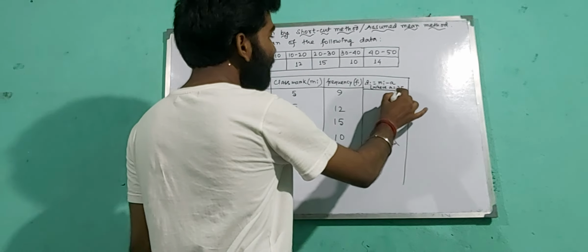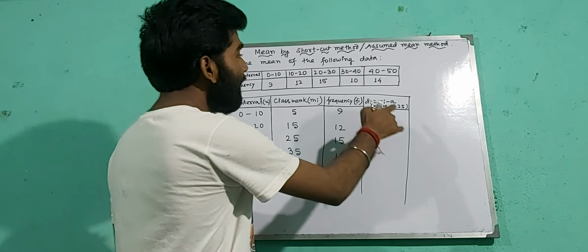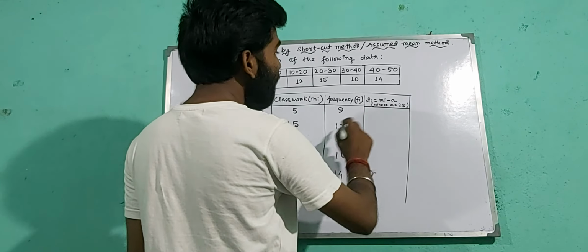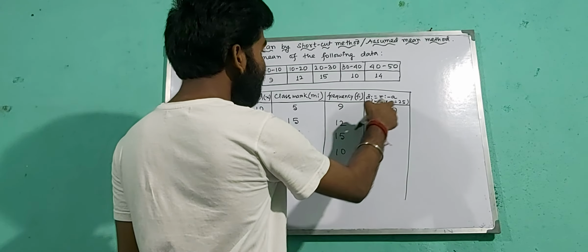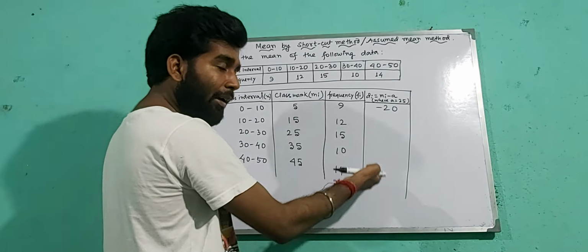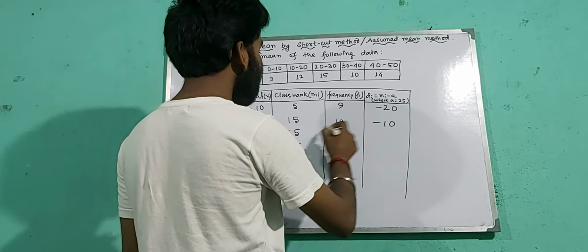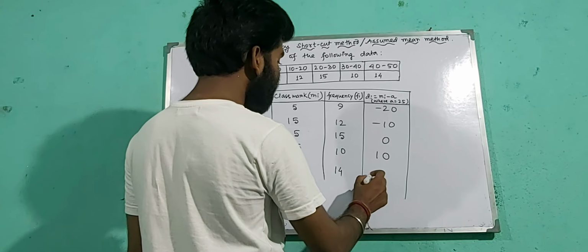So you have written here a is equal to 25 and di is equal to mi minus a. mi means whatever value you get there, minus a, whatever you have assumed. So here 5 minus 25, that means minus 20. Now 15 minus 25, that will be minus 10. In every case it is minus 25, a will be the same. Here 25 minus 25 will be 0. 35 minus 25, now positive comes, will be 10. 45 minus 25 will be 20.